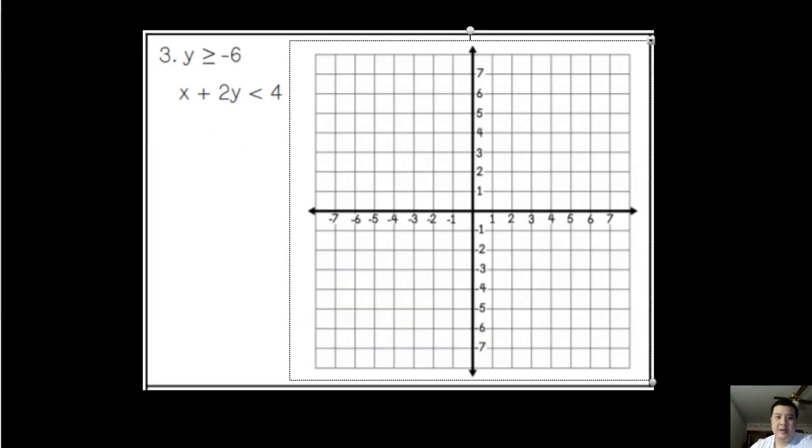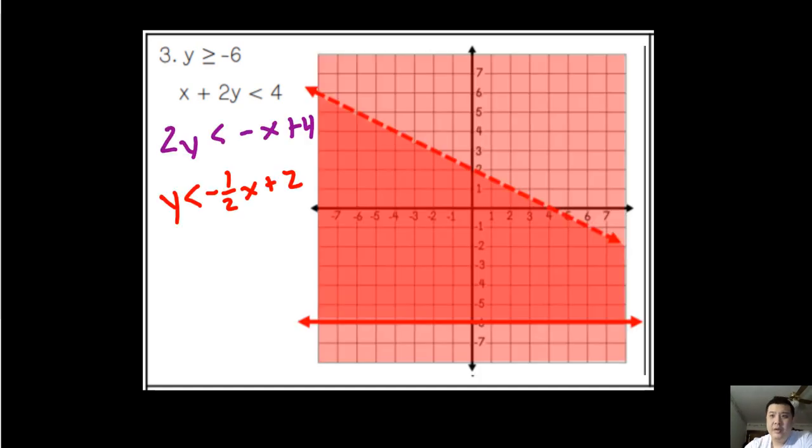Okay. Go ahead and try this one out on your own. What you should have found is that it looks like this, because if we were to change this second equation to slope-intercept form, it would be negative 1/2 x plus 2. Y is less than negative 1/2 x plus 2, so we're going to have a dotted line going down with a slope of negative 1/2, y-intercept of 2. And remember that y is greater than or equal to negative 6 is going to be a horizontal line at negative 6. And our shaded region is going to be what's in between.